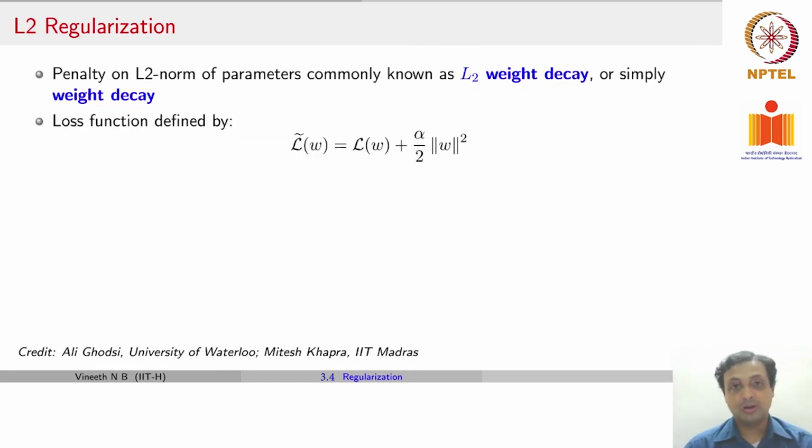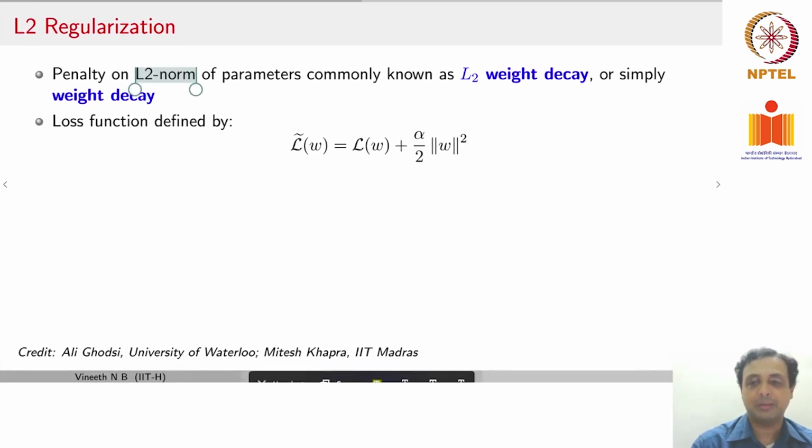The most popular regularization method for training not just neural networks, even other machine learning models, is known as L2 regularization, which imposes a penalty on the L2 norm of the parameters, which is the reason it's also known as L2 weight decay or simply weight decay. In this case, the loss function that we have for a neural network is appended by another term which has the L2 norm of the weights.